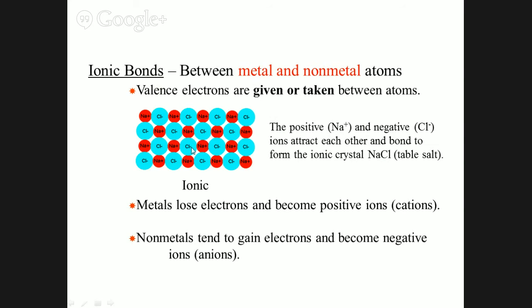As I said, the cations, metals that lose their valence electrons and become positive ions, and the nonmetals that tend to gain electrons and become negative ions are called anions. If I take salt and put it in water, stir it up so it dissolves, literally speaking, in the dissolving, the positive and negative ions will separate in the water, float around as ions, and conduct electricity quite well.